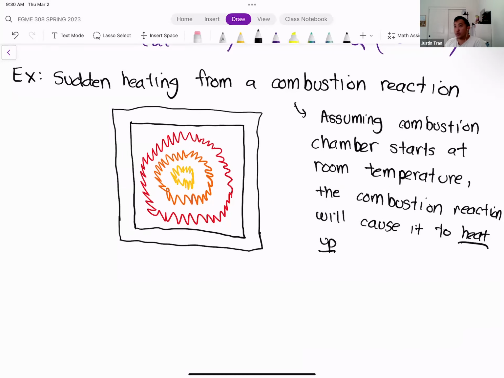And so what we want to do is model this. We basically want to solve the equations for heat transfer regarding this explosion, and we want to get an equation for what the temperature of the chamber is going to be as a function of time.